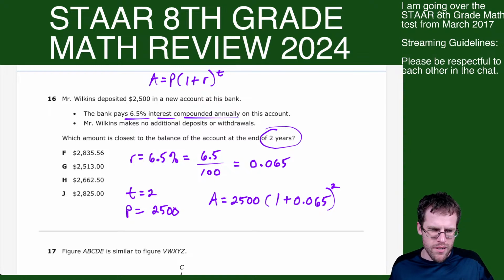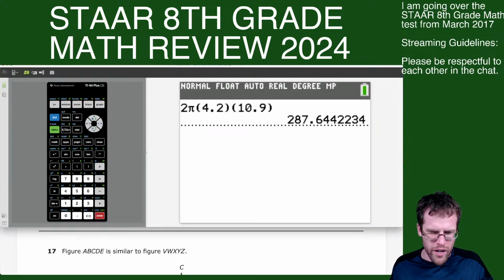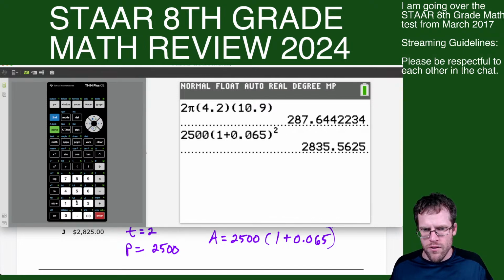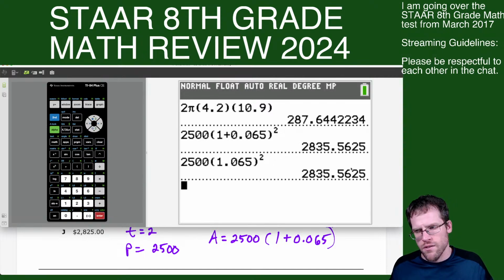So we could honestly just type this whole string right into the calculator as is. We could just go 2,500 times 1 plus 0.065 to the power 2. Okay, that's it. And we get our answer. If you want to simplify it first, you could go 1.065 if you do 1 plus and then square it. Like, that's fine. You're going to get the same exact answer.